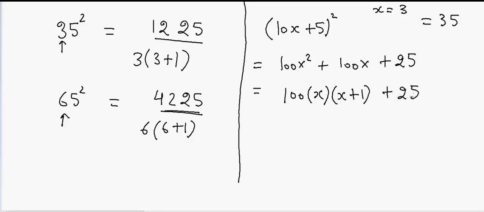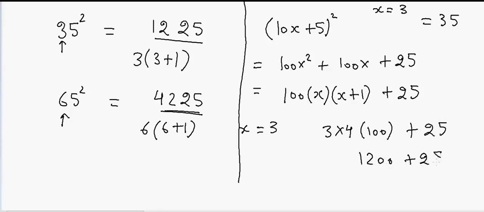So if we solve this, that will be equal to 100 into x into x plus 1 plus 25. So as you can see, we are taking the first digit and adding a number into it, multiplying it by 100 and then adding a 25. So here if x is equal to 3, then we'll get 3 into 4 into 100 plus 25. So that will give me again 1200 plus 25. So we'll get 1225. So this is how this trick works.